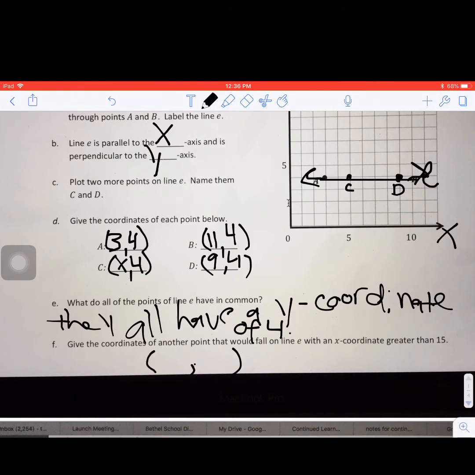Setting that up. My y has to be 4, but my x just has to be greater than 15. So it can be 16, it can be 167, or if you're really crazy, it can be 1,671. All it asks is that it's greater than 15.